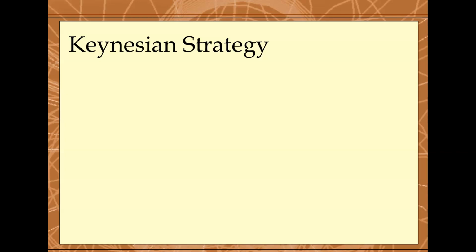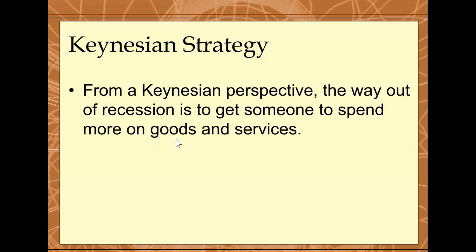Okay, where we left off last time, we were talking about strategies the federal government can use to get the economy out of a recession, or in other words, to close the GDP gap. And we have something called the Keynesian strategy, which was named after an economist, John Maynard Keynes.